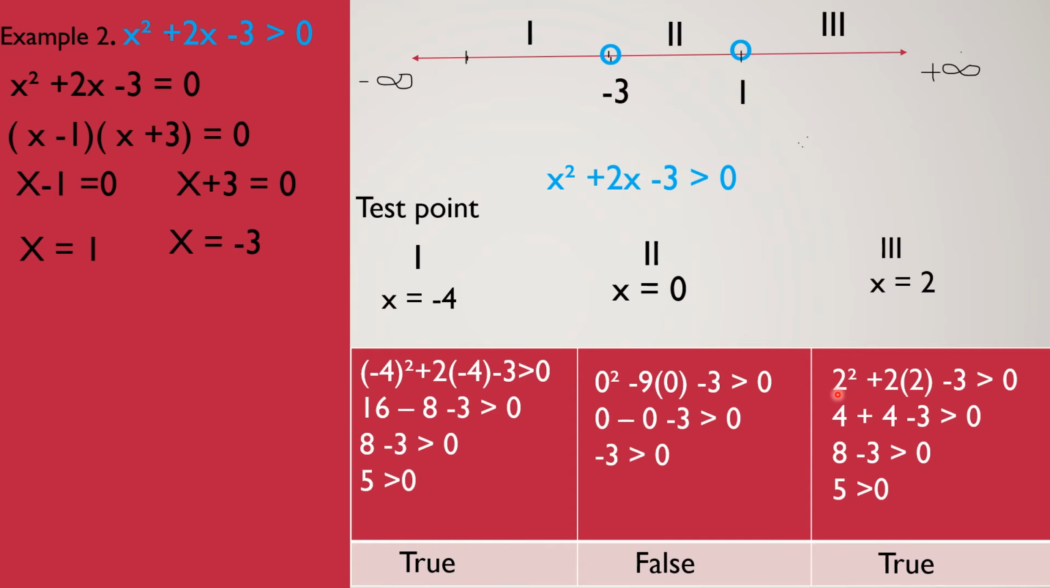Again, I'm going to put an open circle here. I mean, not shaded, which means that negative 3 is not included and positive 1 is not included also because of greater than. So if it's greater than or less than, it should be a hollow circle.